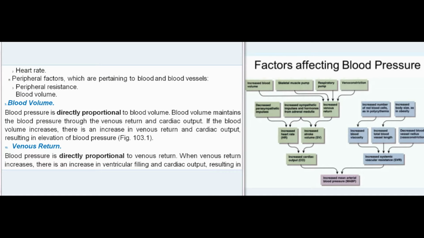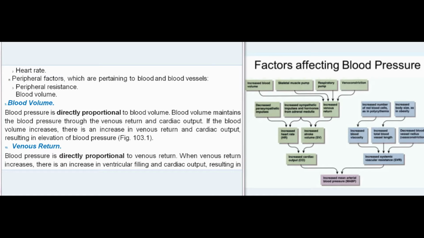Blood volume. Blood pressure is directly proportional to blood volume. Blood volume maintains the blood pressure through the venous return and cardiac output. If the blood volume increases, there is an increase in venous return and cardiac output, resulting in elevation of blood pressure, Fig. 103.1.